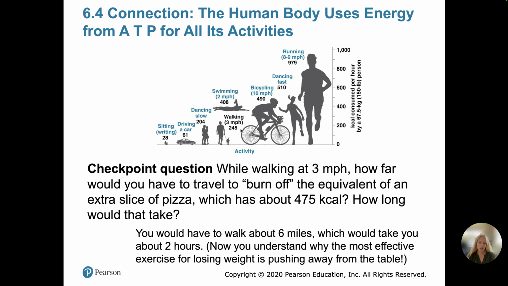And then it says, now you understand why the most effective exercise for losing weight is pushing away from the table, because those extra calories or kilocalories can be hard to burn off and take about 2 hours of walking at 3 miles per hour.